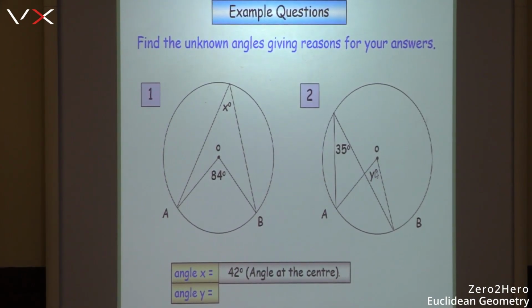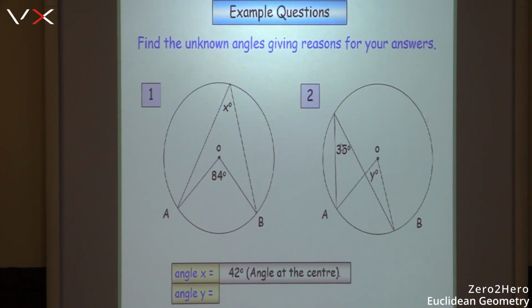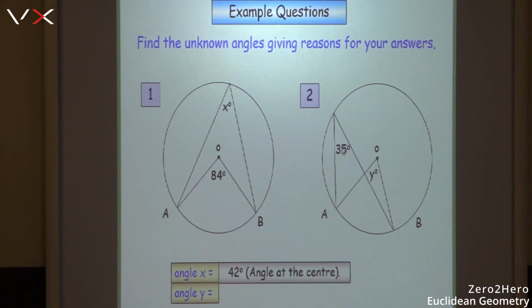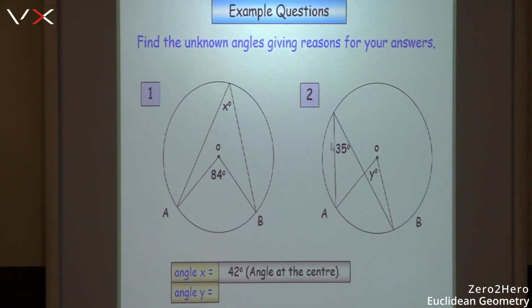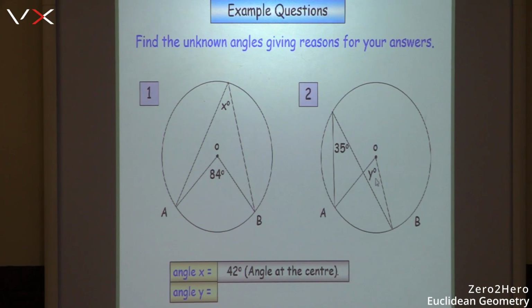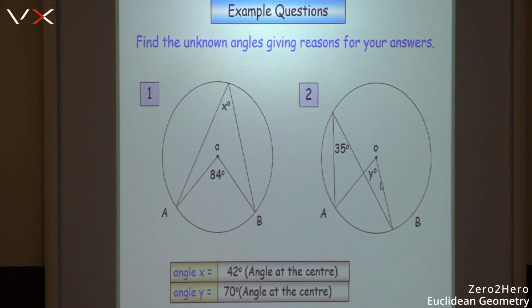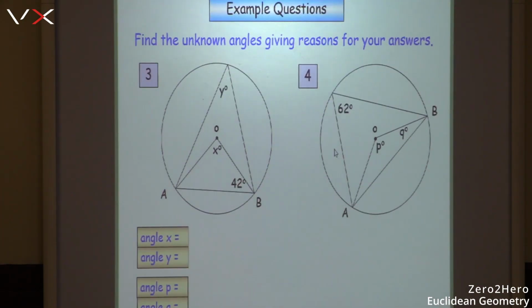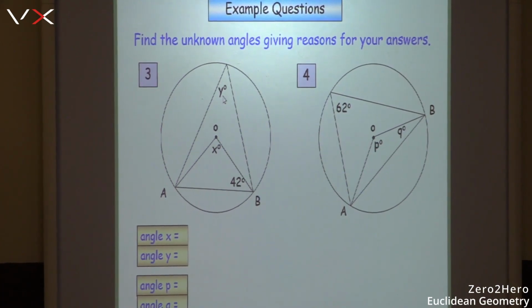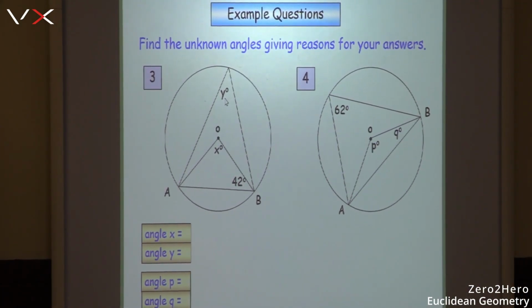Let's look at y here. This one is at the circumference, this one is at the center. Which one is big? This one is 2 times bigger than the one that you see. If this is 35, what is y? It will be 2 times 35, which is 70 degrees. That's how you go about applying these theorems. The angle at the center is twice the angle at the circumference. That's what I know. If you focus on what you know, you'll never go wrong.